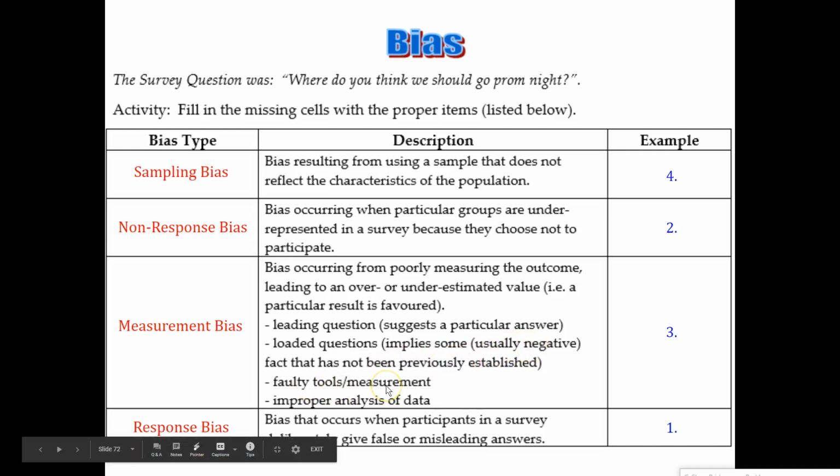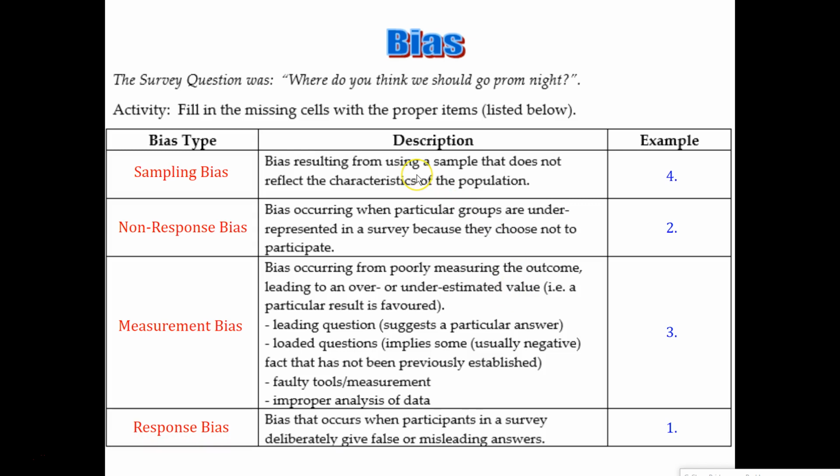Faulty tools or measurements, so if you're measuring somebody's weight on a scale and the scale isn't calibrated properly, it could either over or underestimate the average weight. And improper data analysis is, like I said, if you're using the mean instead of the median, but you have an outlier. So those are the different types of bias.